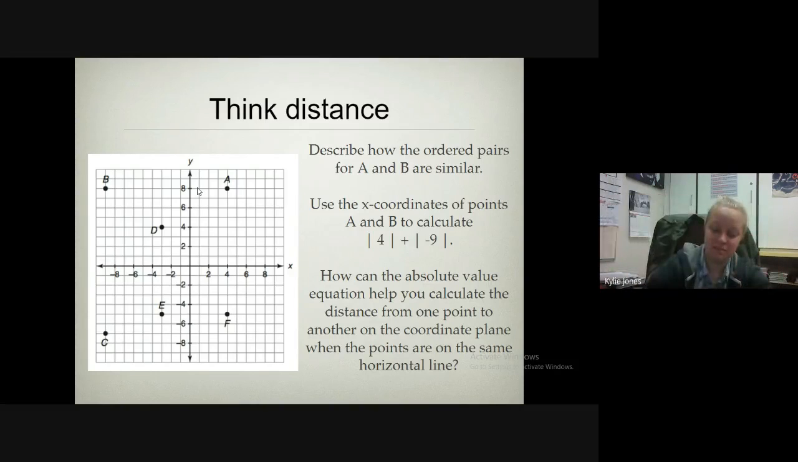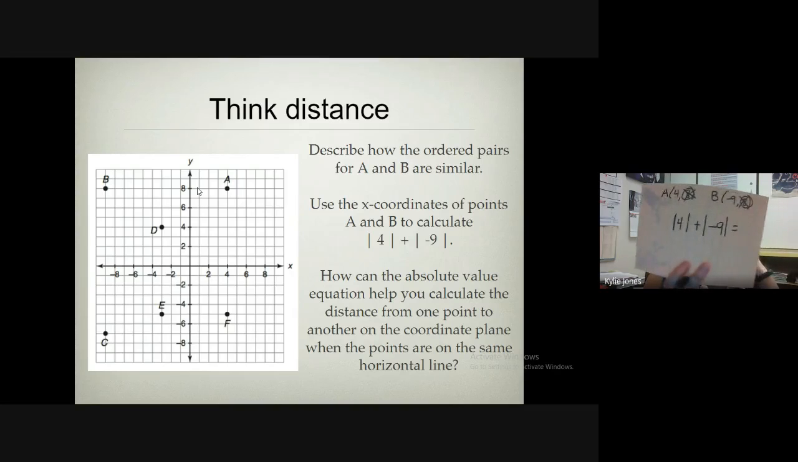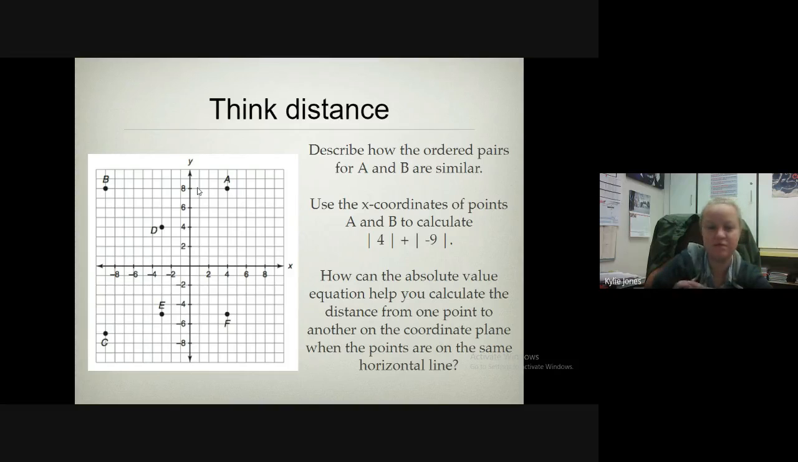To find the distance between them, you write the absolute values of them. So that's what you see on your screen already, right? It becomes the absolute value of 4 plus the absolute value of 9 to figure out the distance between them. So if we were to solve this, what is the absolute value of 4? 4. Good, it's a positive 4. And then what would be the absolute value of negative 9? 9. Good, it becomes a positive 9.